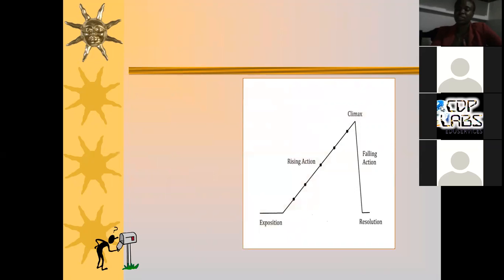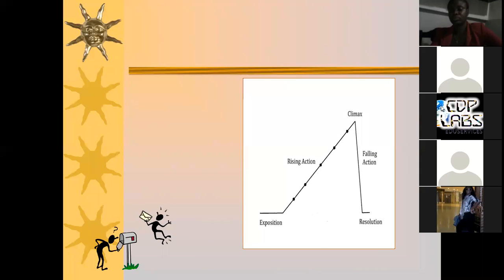What is plot? It's the same thing that you call the storyline. What is it really? You start off by introducing the story, then the story has to keep on attracting the reader.